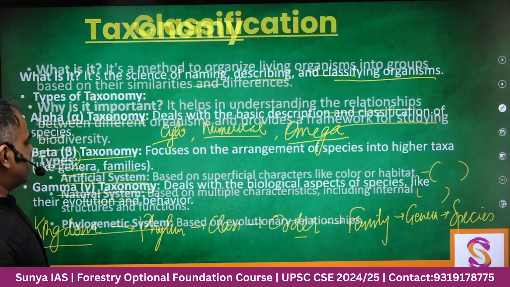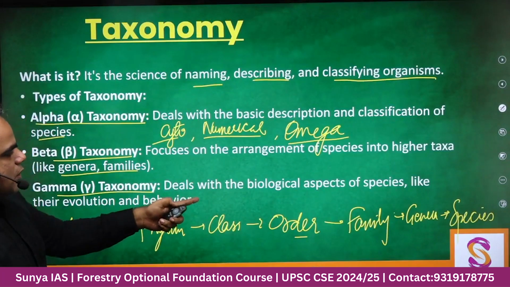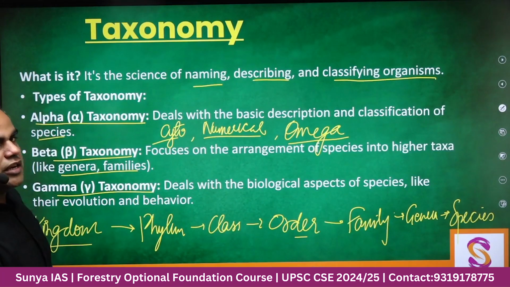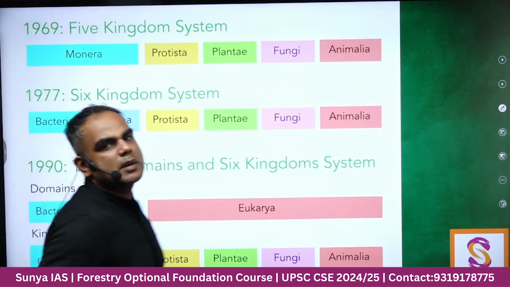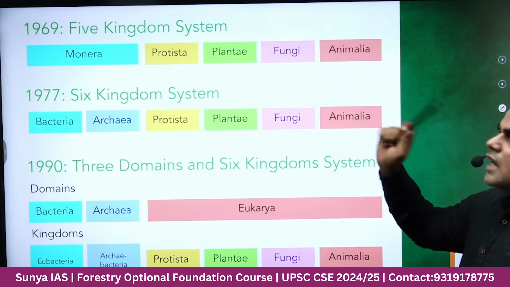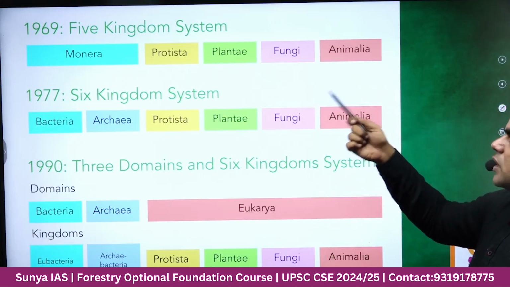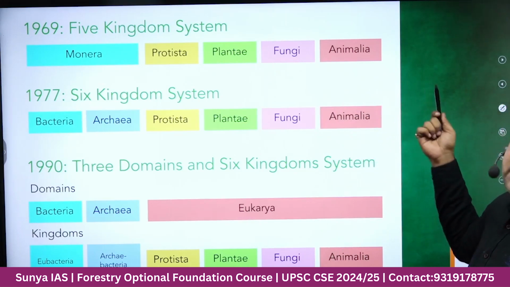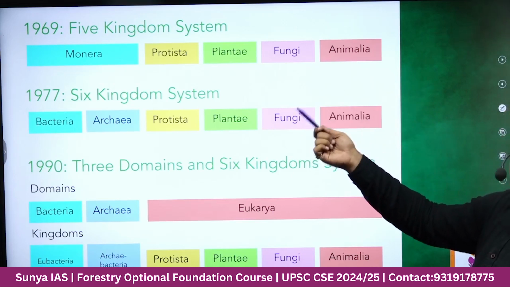Now previously I gave you this sequence: kingdom, phylum, class, order, let's say family, genera, species. This particular diagram is very famous. In 1969 you had the five kingdom classification: Monera, Protista, plant, fungus and animal, which was then made in 1977.